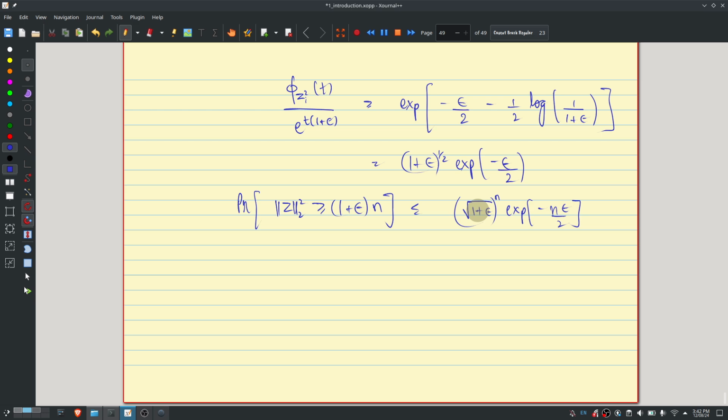Now if epsilon is sufficiently small and n is sufficiently large, then really the dominant factor is e raised to minus n times epsilon. Right? So this behaves roughly like e raised to some constant times n epsilon.